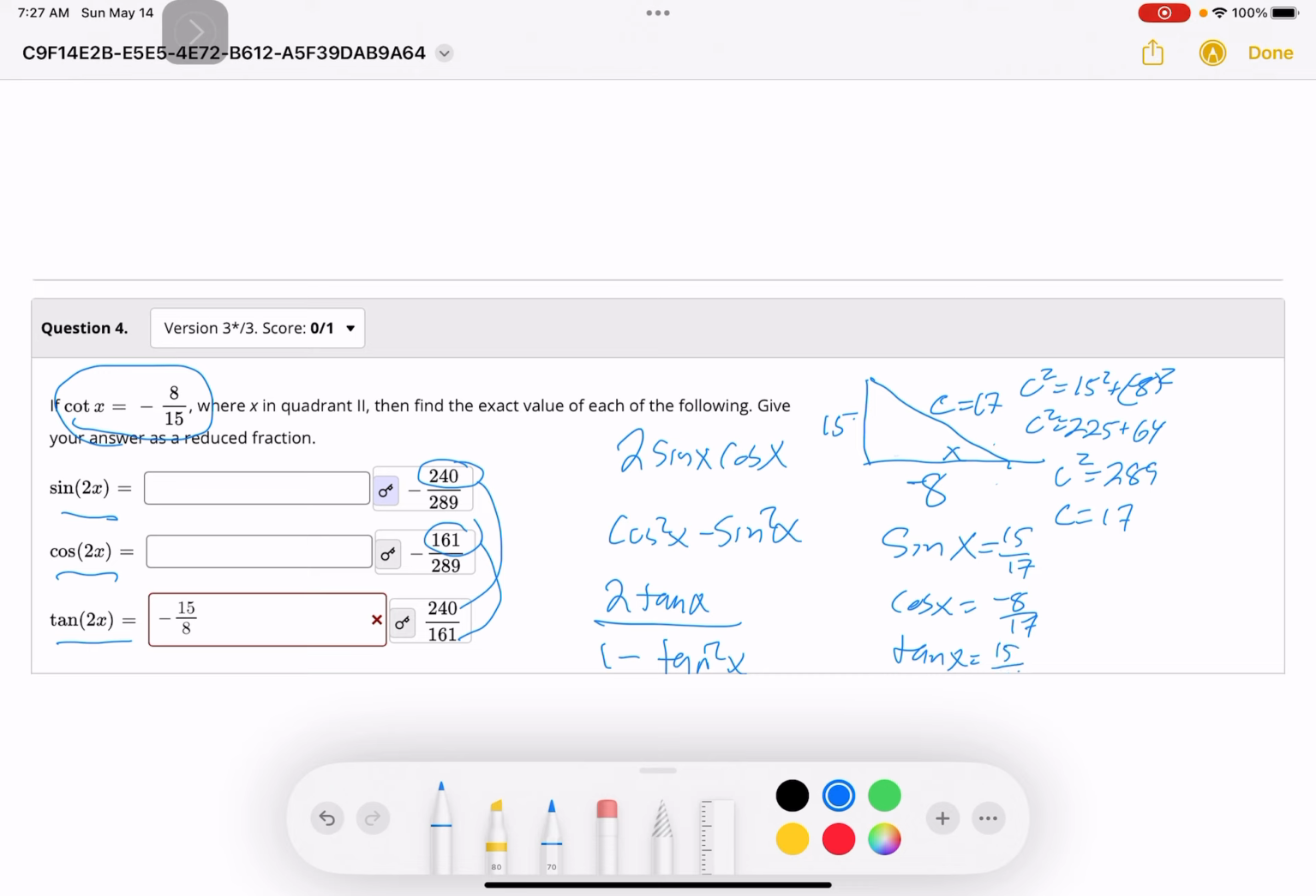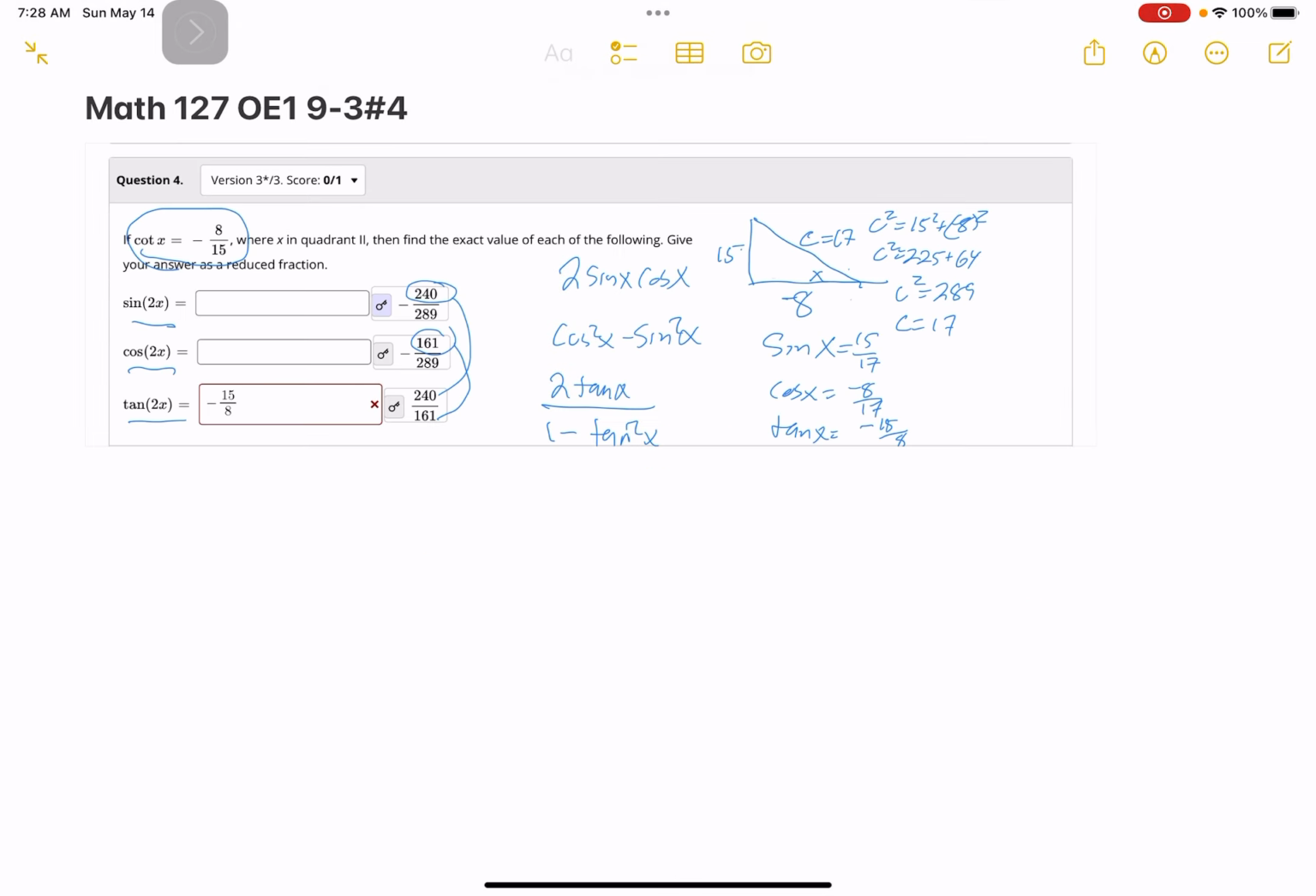15 over negative 8. Oh, look at that, I'm out of space on that little part of the screen. I haven't really mastered what goes on in this Apple Note thing. So negative 15 over 8. The negative top and bottom doesn't really matter. Okay, so let me get this back to a regular writing thing. Okay, so I have all that.